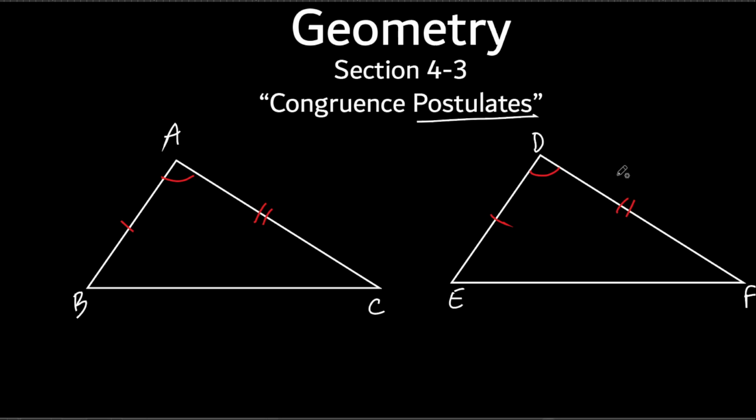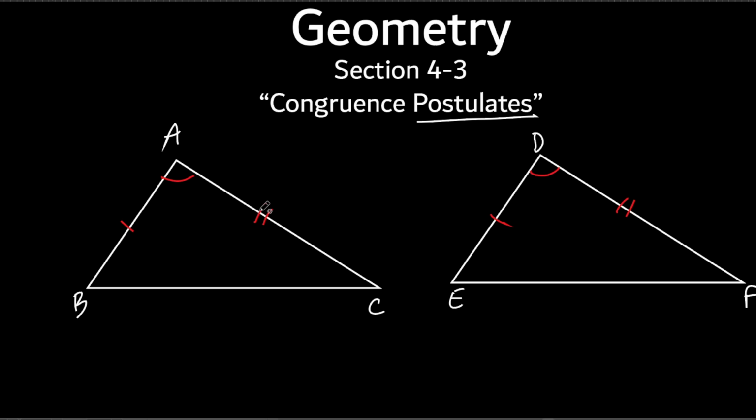Now, how many corresponding parts have I shown equal to each other? I've only shown 3, right? I haven't shown all 6. So I don't know that angle B and angle E are equal. I don't know that C and F are equal. I don't know that BC and EF are equal. This is all I know right there. But this postulate says that that's enough to be able to tell that these triangles are now congruent to each other. Does that make sense?